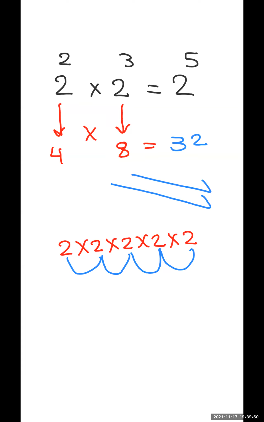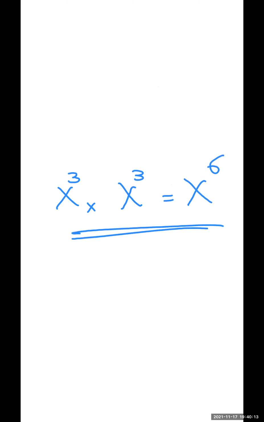So in case of multiplying two terms with like bases, we simply add the powers. So if I want to multiply x to the power 3 times x to the power 3 again, it will equal x to the power 3 plus 3, 6. Okay, guys? Okay, great. There is another rule related to division.